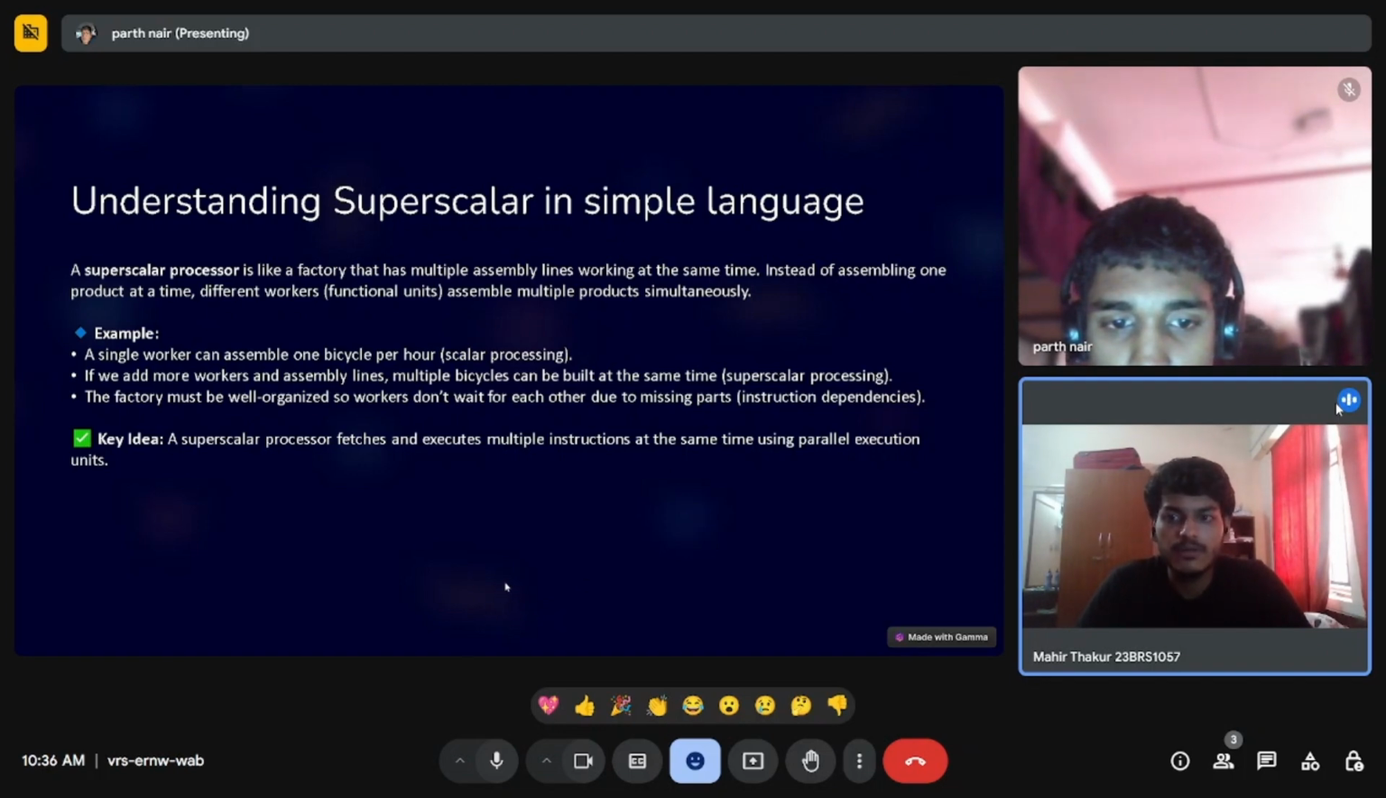Now, if the factory is well organized, workers don't wait for each other due to missing parts. So this will be called instruction dependencies. The key idea is a superscalar processor fetches and executes multiple instructions at the same time using parallel execution units.